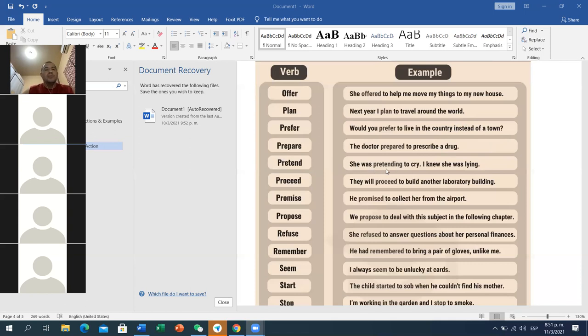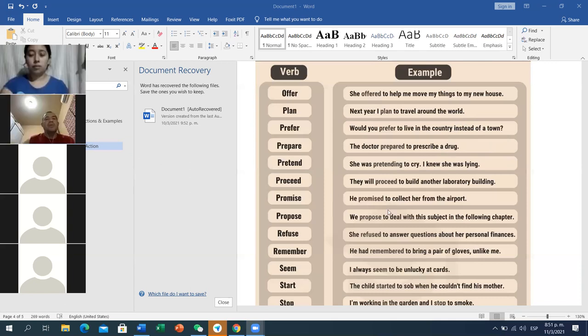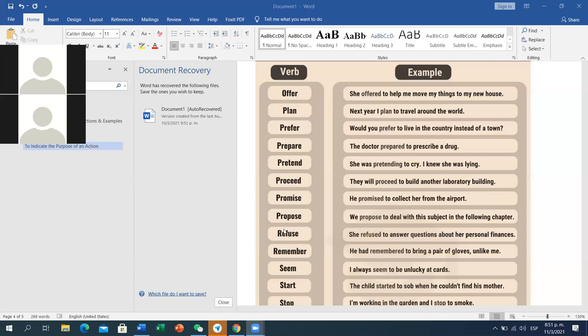Alonso, Lorena Alonso. She was pretending to cry. I knew she was lying. She was pretending to cry. Excellent, very good. Okay, I knew she was lying. There you go. Okay, the next one. Okay, let me see. Brenda. No, Brenda la pasé. Lázaro, are you there? Okay, teacher. They will proceed to build another laboratory building. Okay, they will proceed, como que procederán a. Okay, they will proceed to build. Excellent. Jenny Escobar.